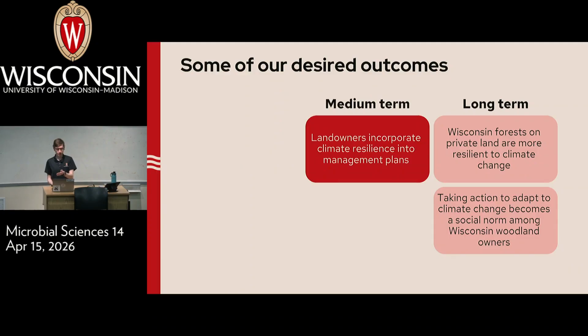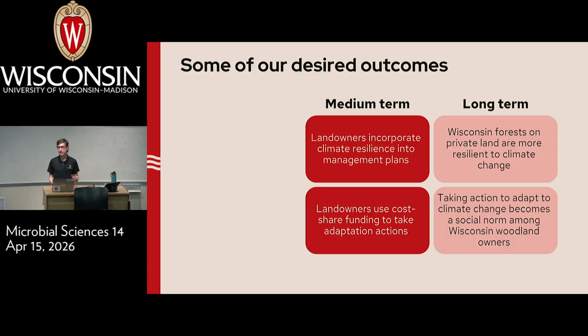So how do we get to those long-term goals? Well, we need landowners to incorporate climate resilience into their management plans. And some of these things that we're going to be encouraging take money. So we need landowners to be able to use cost share funding to take these actions. Okay, so how do we get to that?